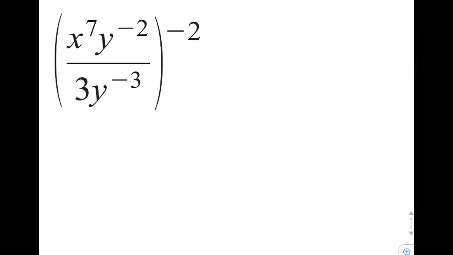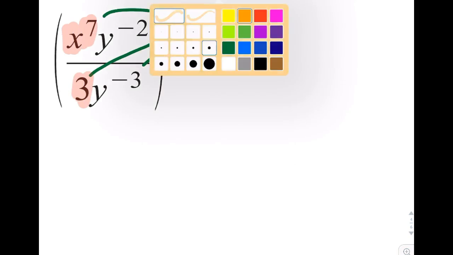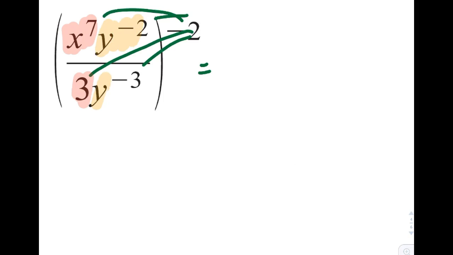There's a couple ways you can attack this one. I would say, let's just distribute that negative 2. Let's just take care of it. So I'm going to move this negative 2 to everything, right? There are really kind of 4 different terms here. 2 on top, 2 on bottom. Each of them is going to get that exponent. So I'm going to have a power of a power. I'll have x to the 7th all to the negative 2.